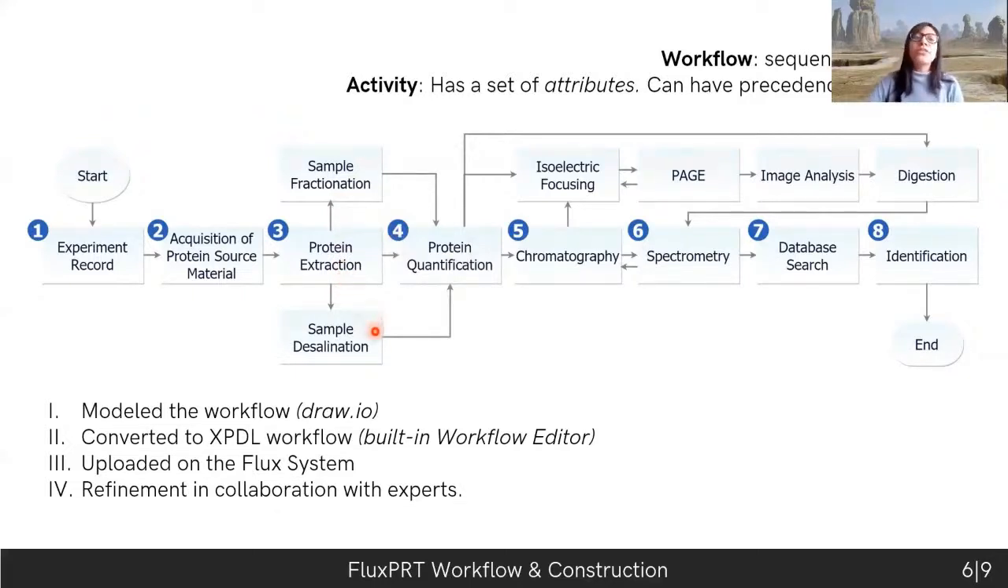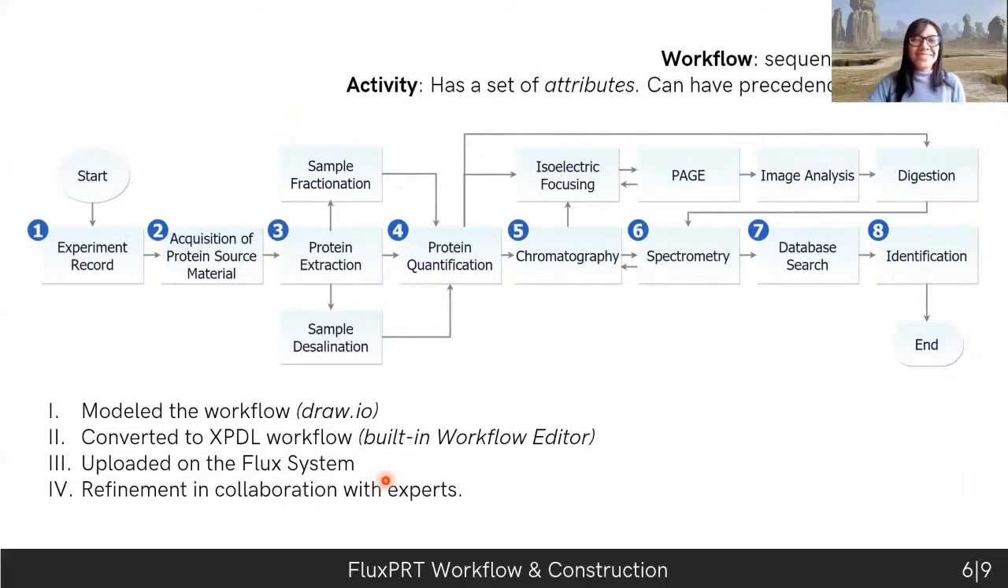Our methodology to build the workflow is to model it using the DrawIO tool. After that, we convert it to an XPDL workflow using the Wheeling workflow editor in the Flux system. Then we upload this workflow to the Flux system for testing.